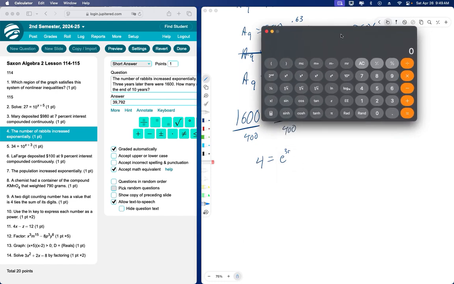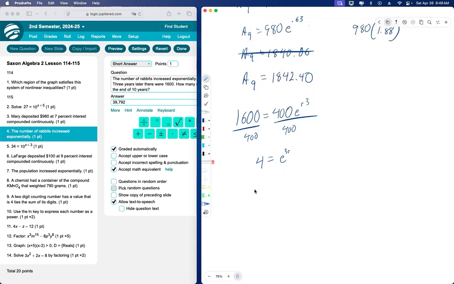Let's figure out what we did, though. I know this part is right. We get to here, I know this is right. And I know that you have to convert this to the base of e. I'm just not sure how we do that. I want to say it's ln. Yes, it is. It's ln. So that's going to be 1.39. So e to the 1.39 equals e to the 3r. These cancel. 1.39 is equal to 3r.